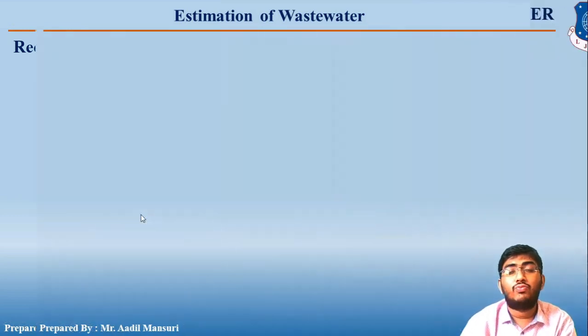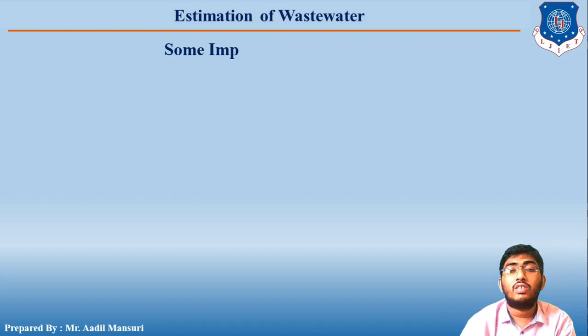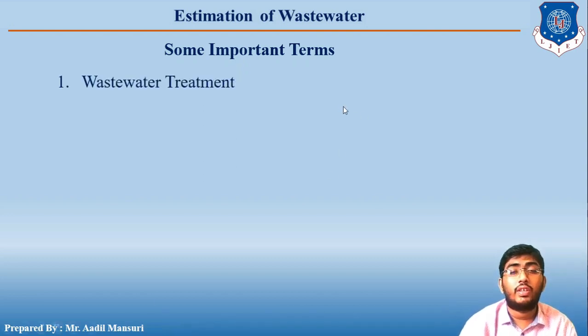Now let us move forward and discuss some of the important terms which are necessary for wastewater engineering. The first one is wastewater treatment. It is the process of removal of physical, chemical and biological impurities. The wastewater which is generated contains various types of impurities, including physical, chemical and biological impurities, and in wastewater treatment we remove all of them.